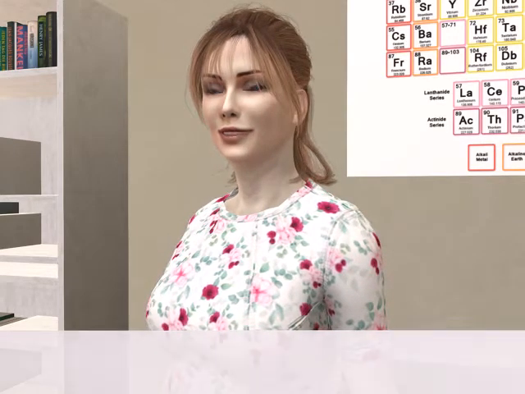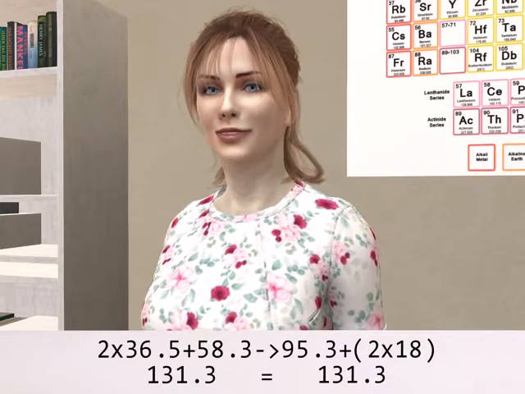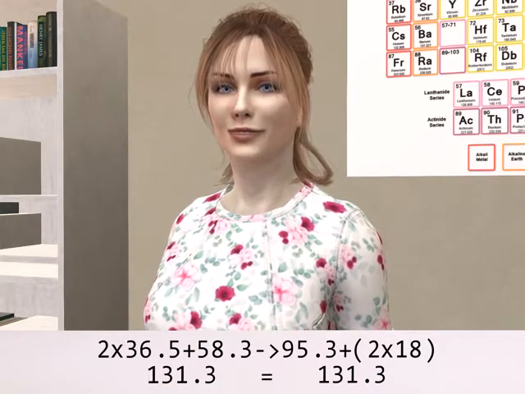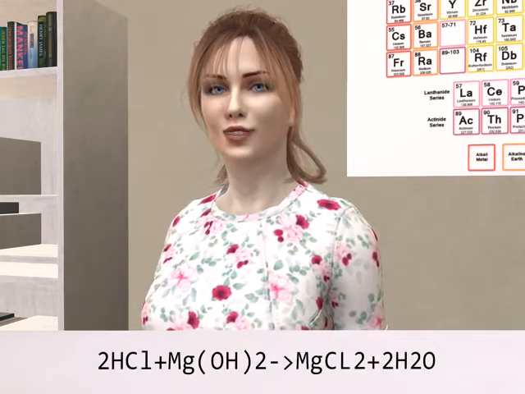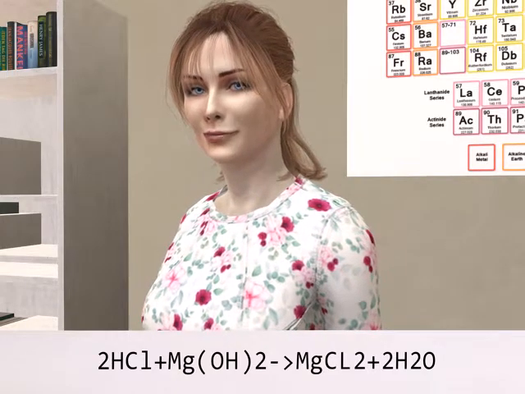So, when we add the molecular weights of the reactants, the result equals the sum of the product's molecular weights. This complies with the conservation of mass principle. Please note there are 2 moles of both HCl and H2O in this reaction, so the individual molecular weights of those molecules must be doubled.